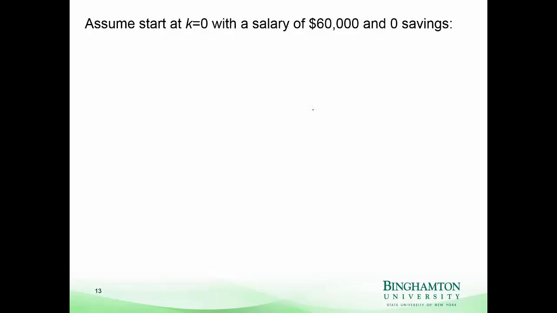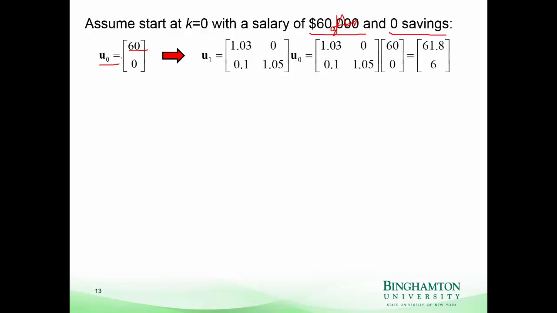So assume we start at k equal to 0, the day you start working, we'll call k equal to 0. That's the 0th year. And suppose you have a starting salary of $60,000 and you just got out of college, so you've got nothing in the bank, so you've got 0 savings. And so we can do everything in terms of thousands of dollars, so we can ignore the thousands. So there's our initial vector, u sub 0, and we could easily calculate what u sub 1 is.